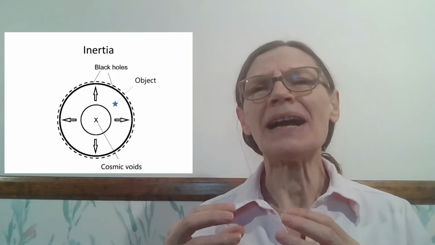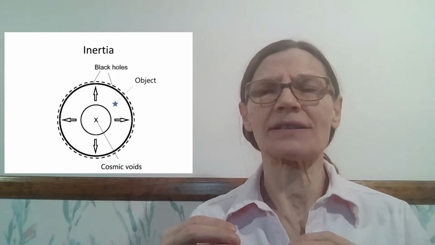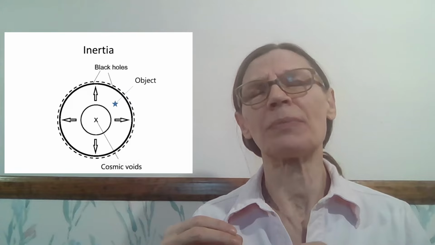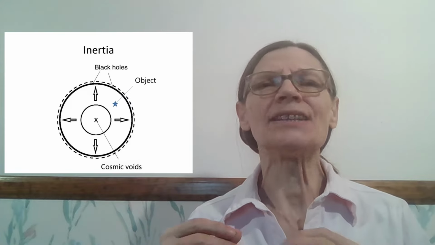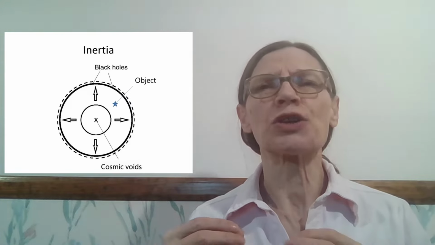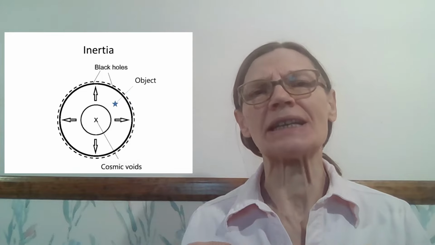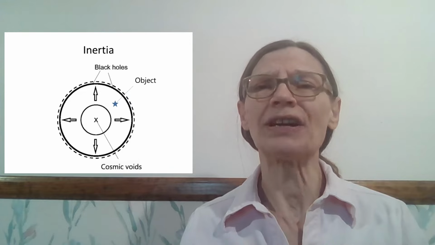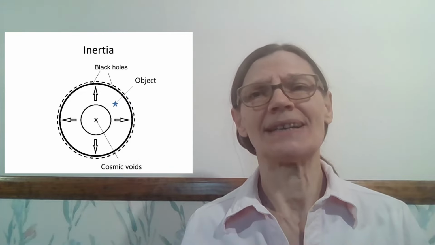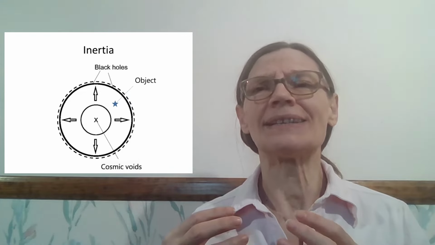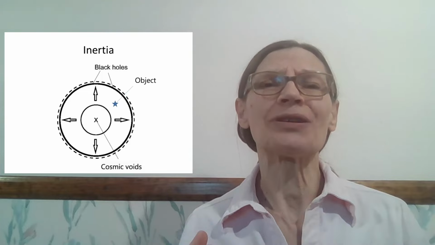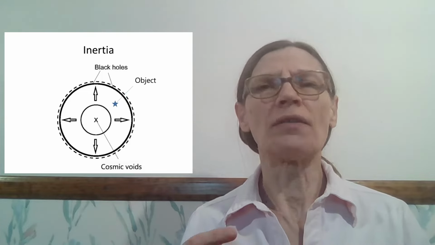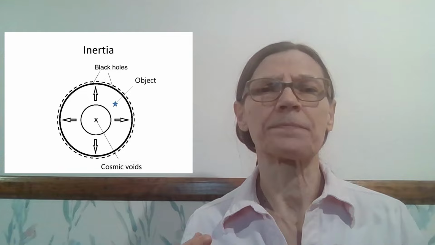Although the balance is most precarious in the vicinity of the black holes, the inertial mass grows infinitely there. In contrast, cosmic voids lack mass and thus represent the stable center of this cosmic structure.